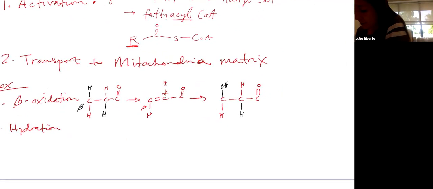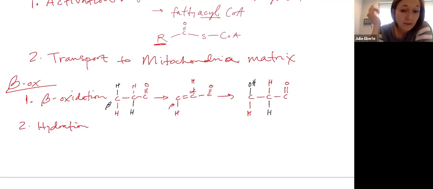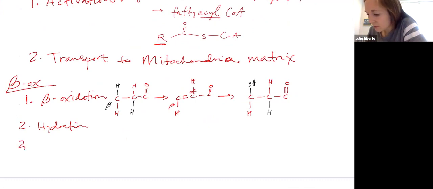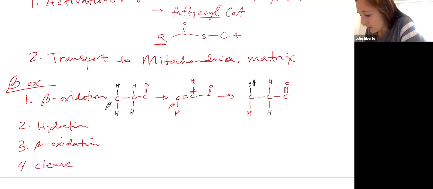Step number 3 is the second beta oxidation. And then step number 4, we cleave the bond. So step number 3 is oxidation again. Step number 4 is we cleave the carbon-carbon bond between the beta carbon and the alpha carbon.